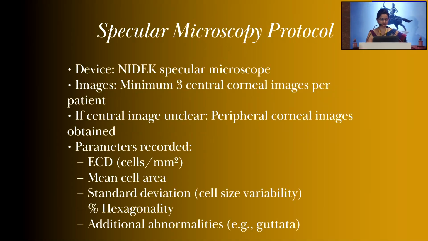And the NIDEK specular microscope was used, and a minimum of 3 clear images were included. The parameters recorded in the data sheet during collection were endothelial cell density, mean area, standard deviation, percentage hexagonality, and any additional abnormalities that were noted during assessment of the image itself.